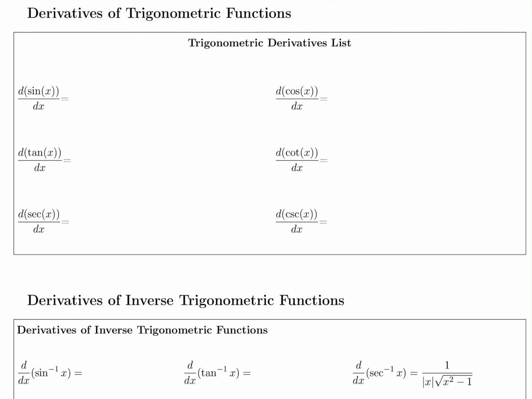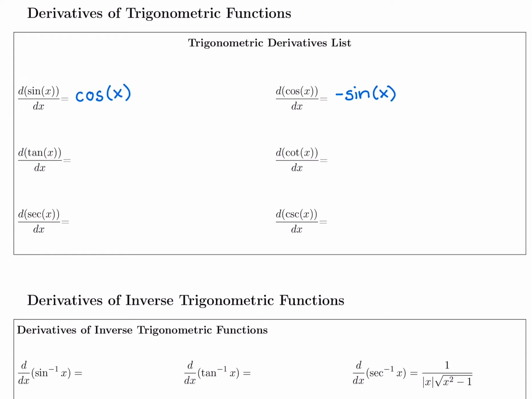Here we are looking to preview the trigonometric and inverse trigonometric functions that we need to know the derivative of for Calculus 1. So looking at the sine of x, the derivative of sine x is cosine x. Then next to it we have the derivative of cosine x. All co-functions have negative derivatives. So the derivative of sine was cosine, and the derivative of cosine is negative sine.